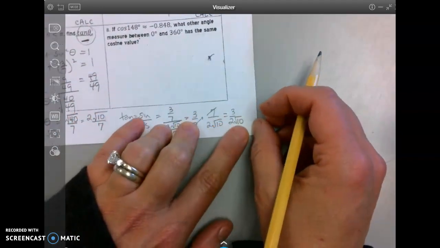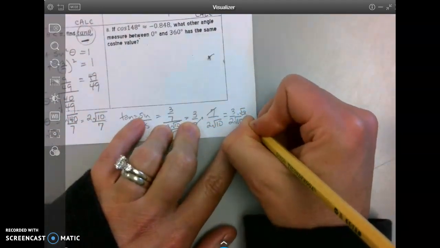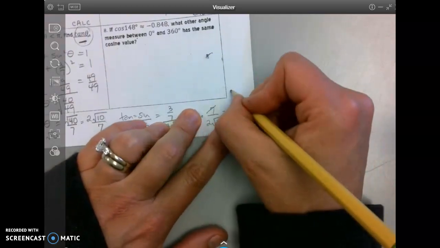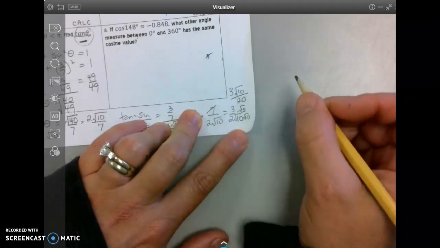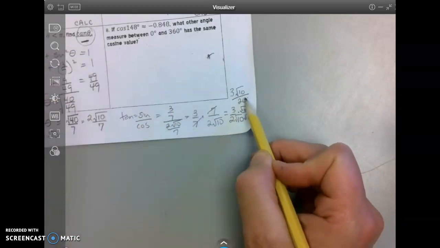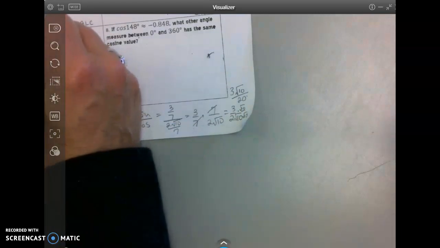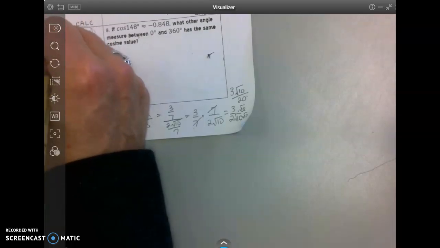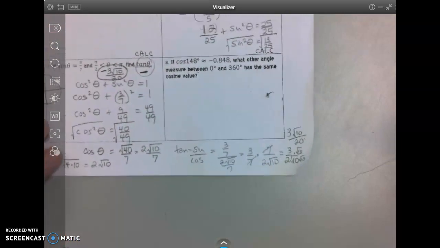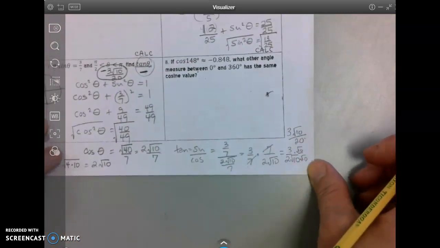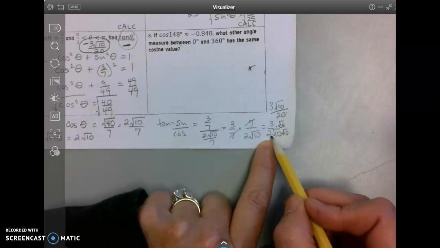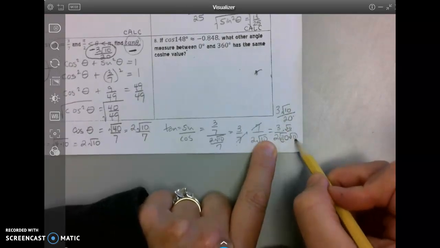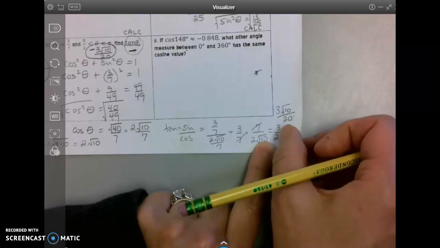Well, I can't leave that square root in the bottom, so I multiply by the square root of 10 over the square root of 10, and I end up with 3 square root of 10 all over 2 times 10, or 20. But remember, that has to be negative. So my final answer is negative 3 square root of 10 all over 20. Alright, so make sure you did all your simplifying. Here I have 3 times the square root of 10, and on the bottom I have 2 times 10, that's where I got the 20 from.